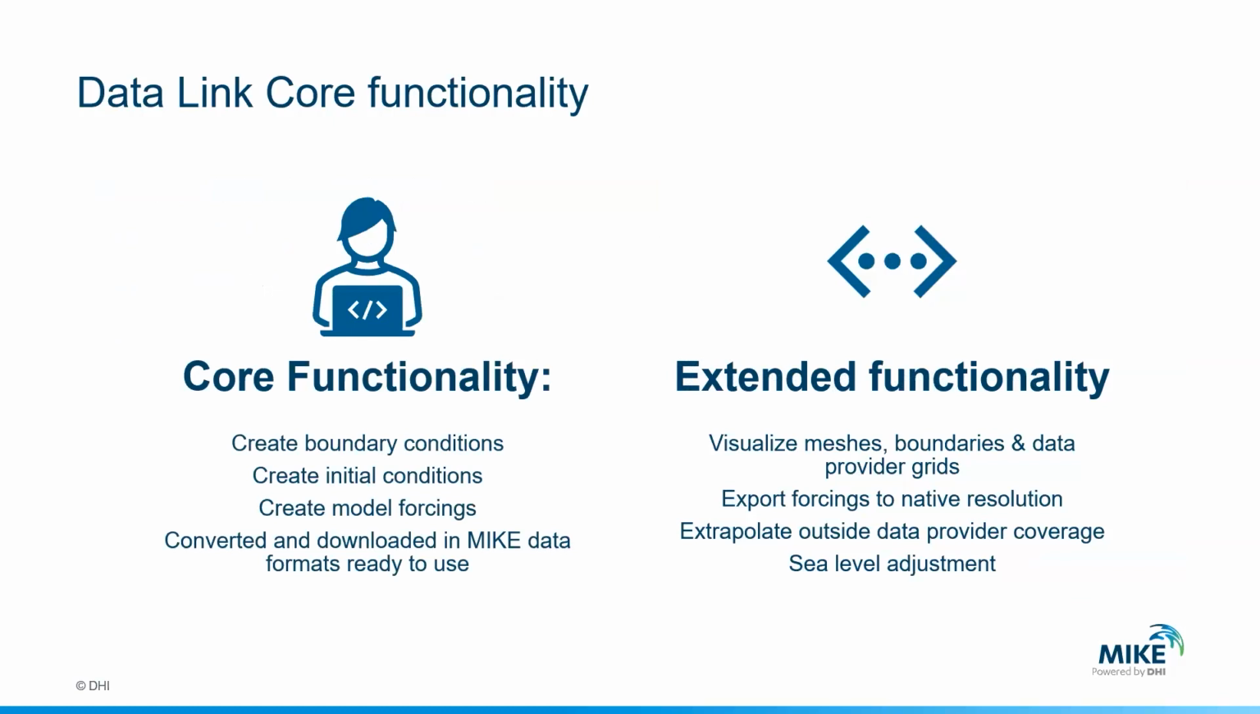We can also visualize meshes in Data Link. We have the option to export forcings to a native resolution rather than interpolating them onto a computational mesh. We have the option to extrapolate outside the data provider coverage, and we have a simplistic sea-level adjustment option, for example, when dealing with any geoid issues associated with the HICON model.